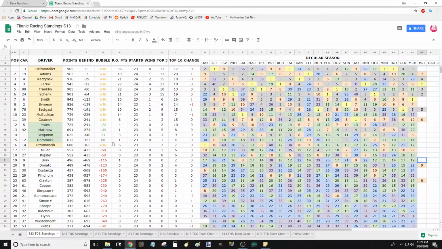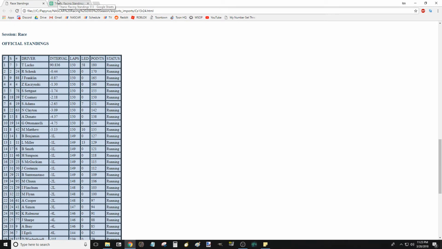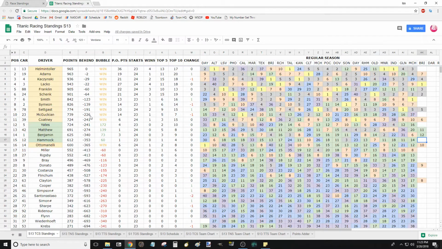Adamelli, Matthew, Benjamin. Now we've got Miller, Smith, and Simpson. Miller would beat this one. Smith is up here. And Simpson is down here.